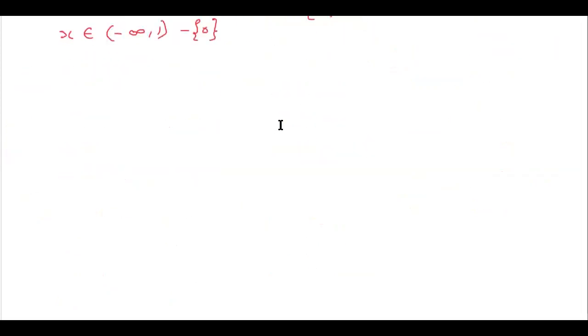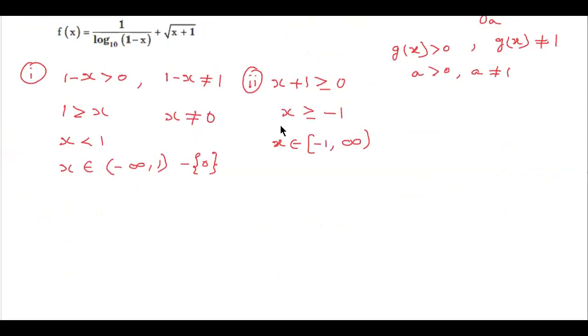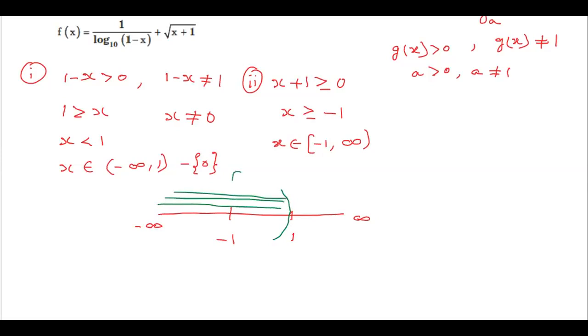Now draw the number line. So this is infinity. This is minus infinity. Here is 1. Here is minus 1. Observe that the first function is the open interval minus infinity to 1. This is total. And observe the second function, closed minus 1 to infinity. That means this part. And except 0. 0 is there in between minus 1 and 1. We want to eliminate that.